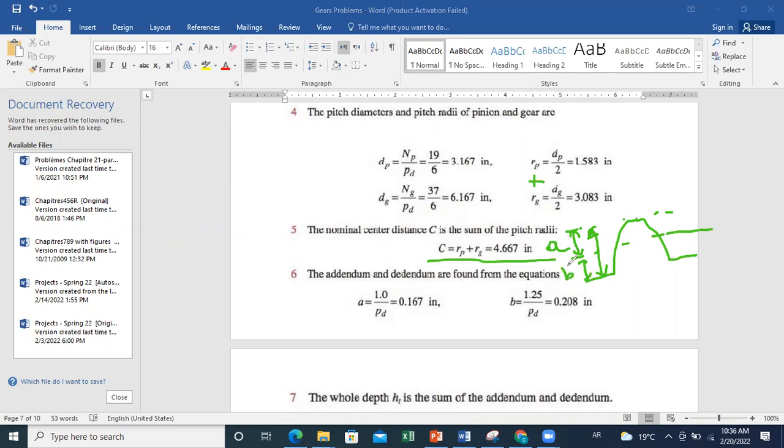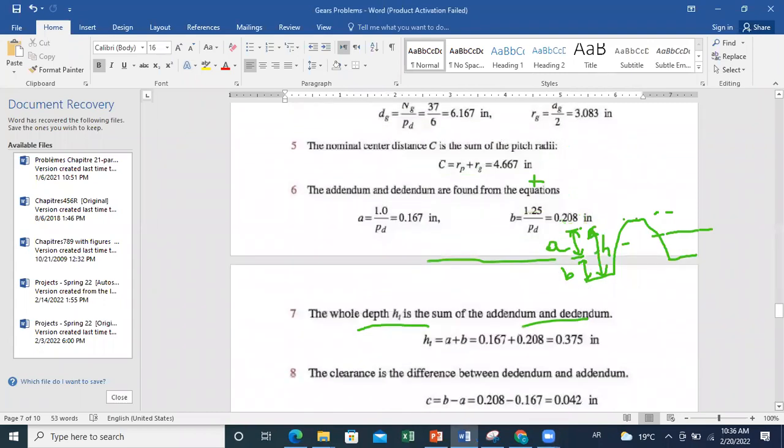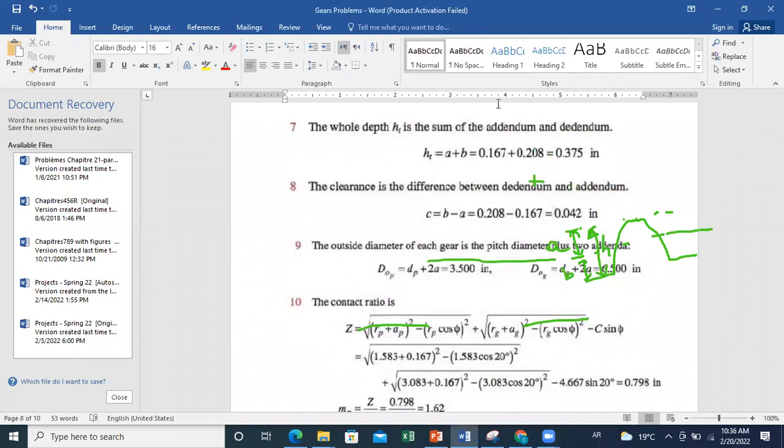These are functions of the diametral pitch. You have their formulas in the course material: A is 1/PD and B is 1.5/PD. So you can get the values of A and B. And the whole depth of your tooth is the summation of A plus B. So once you find A and B, you will be ready to get the whole depth HT, which is the sum of addendum and dedendum. So HT is A plus B. We can find its value.